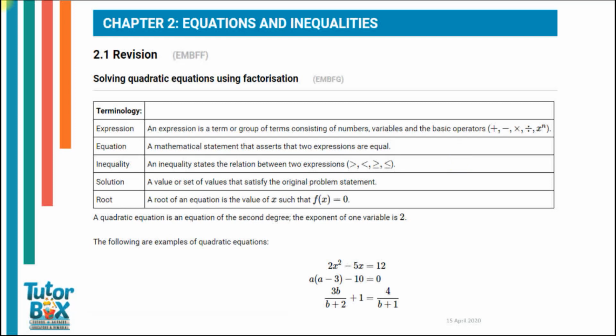Then a quadratic equation is an equation of the second degree. The exponent of one variable is 2. The following are examples of quadratic equations. We have 2x squared minus 5x is equal to 12. You see that we have a second degree there, x is raised to the power of 2. You can write this as 2x squared minus 5x minus 12 is equal to 0.